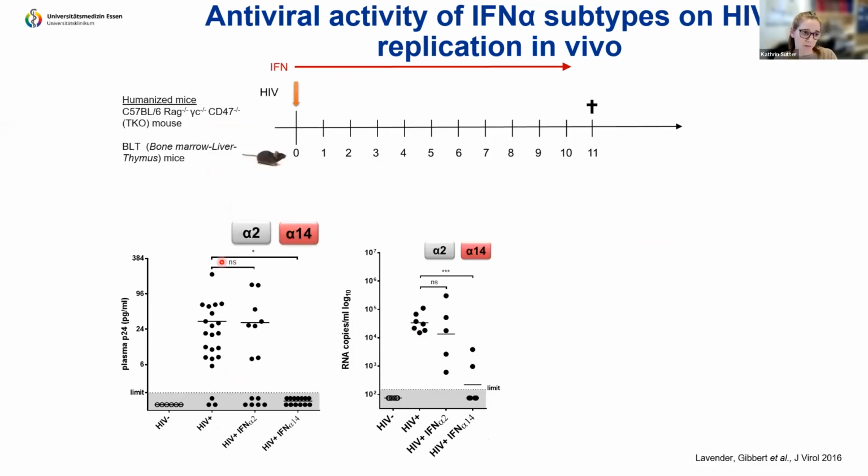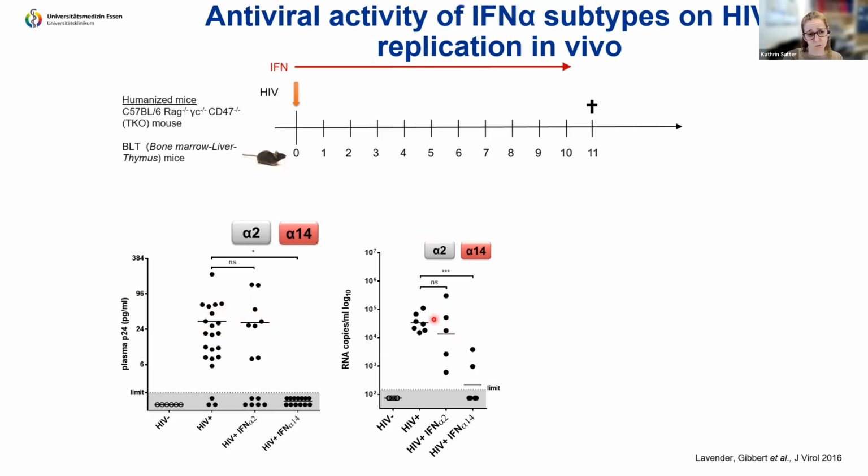And what we saw is when we treated those HIV positive mice with interferon alpha-14, all mice were below detection limit when we looked for viral antigen. Here, this is capsid antigen of the virus, P24. You can just measure this in the plasma. And when we treat the mice with interferon alpha-2, yeah, there are some mice where it was reduced, but it was not significant. So in most of the mice, we had comparable viral loads as in the untreated mice.